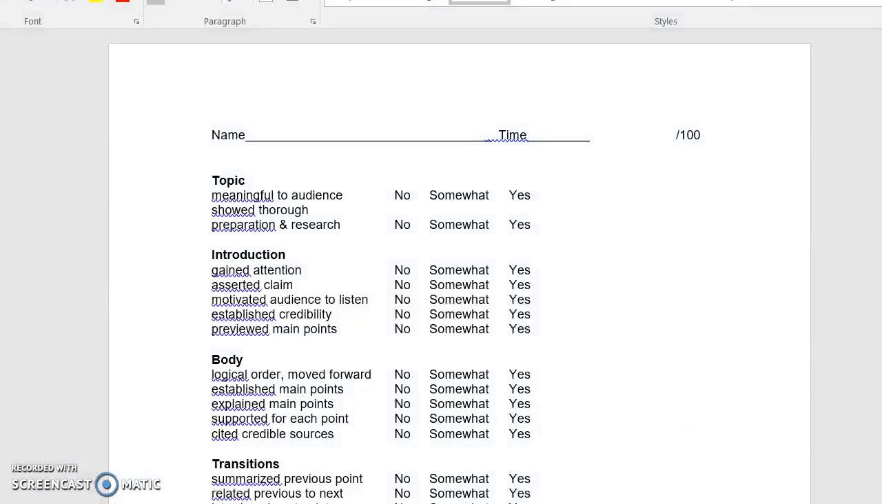Hello, this is Tim Elizondo, and I just wanted to explain to you the evaluation sheet that I'm going to be using as I evaluate your speeches to Inform that will be coming up due in a few weeks.